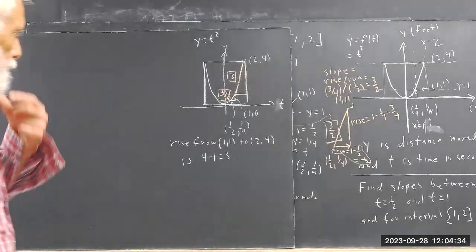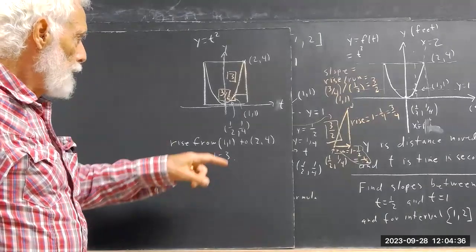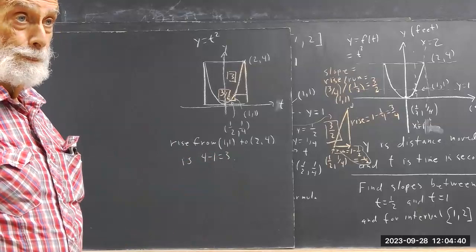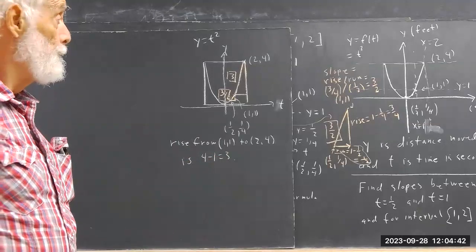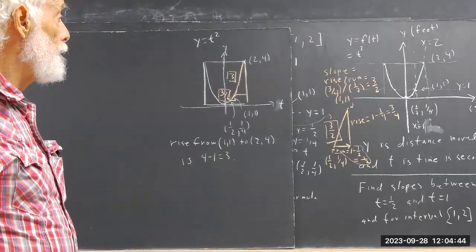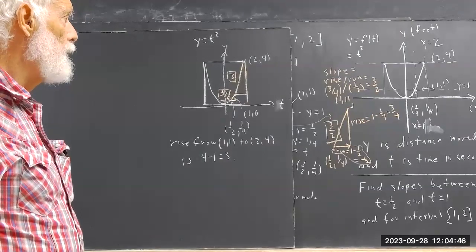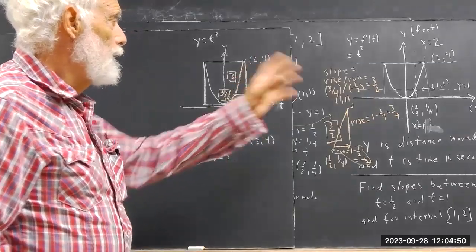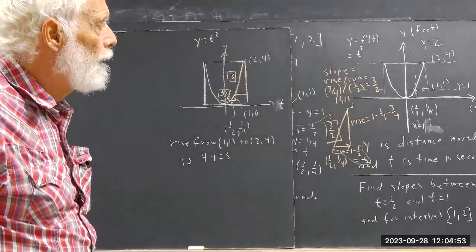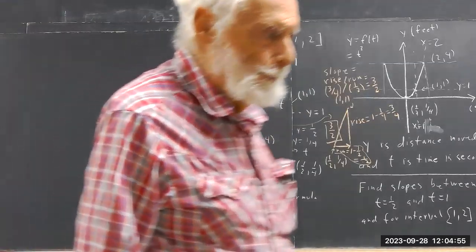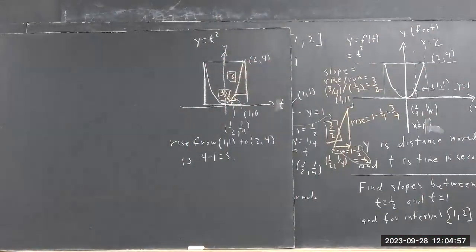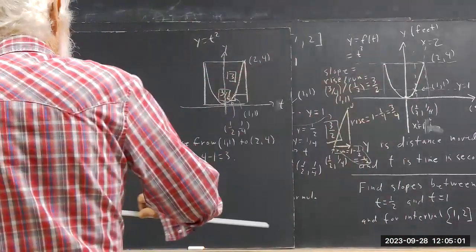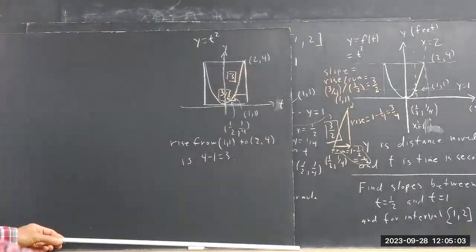So let's just ask what the rise means. The rise from (1, 1) to (2, 4) is 4 minus 1, which is 3. You know what? I've been saying that this represents 1 foot in 2 seconds, and I don't know why.